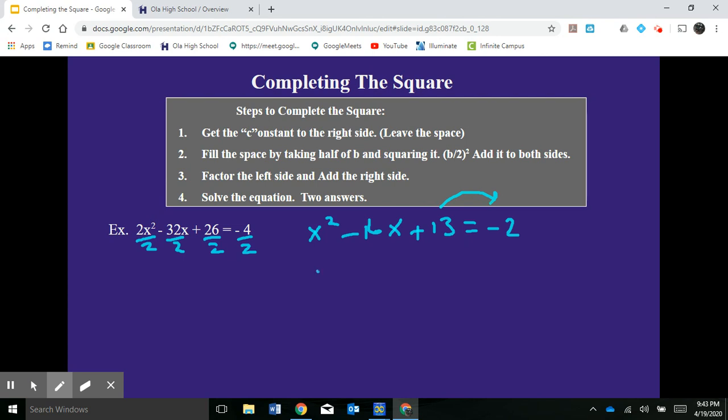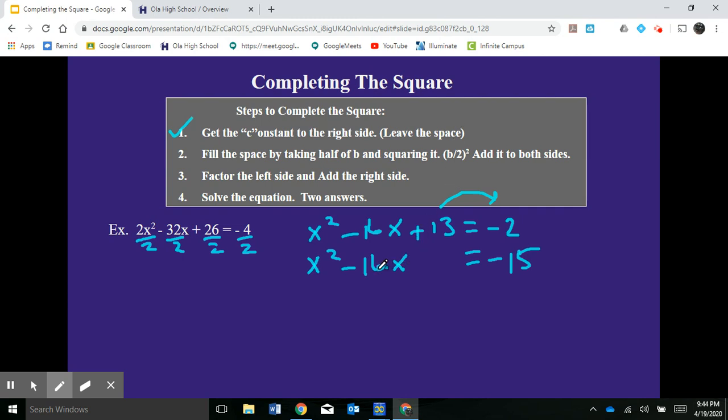Leave the space. So x squared minus 16x, leave the space, equals negative 15, because this is positive 13 going over. So that becomes a negative 13 over there, so it's negative 15. So step 1, done. Step 2, fill a space by taking half of b.